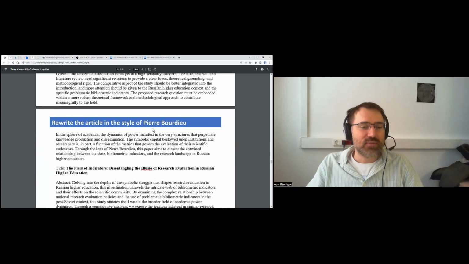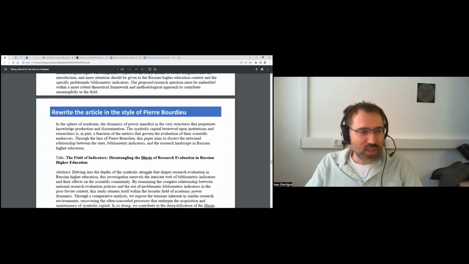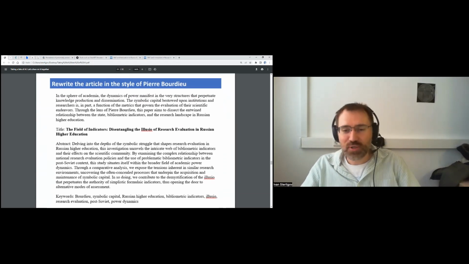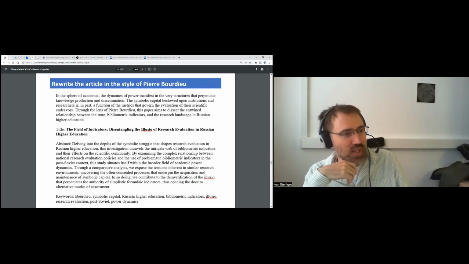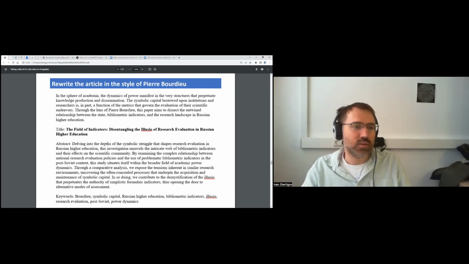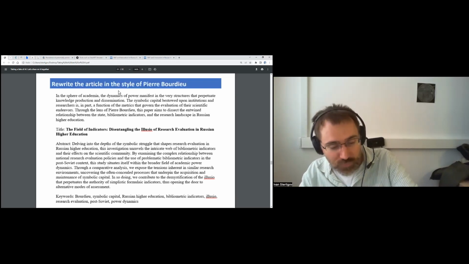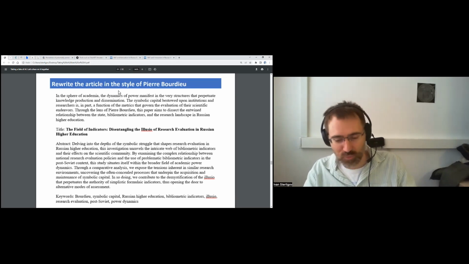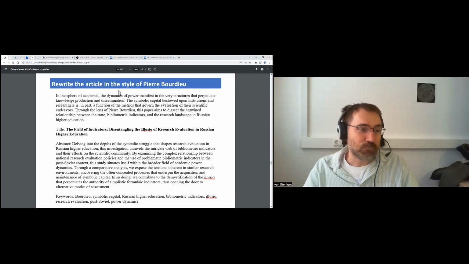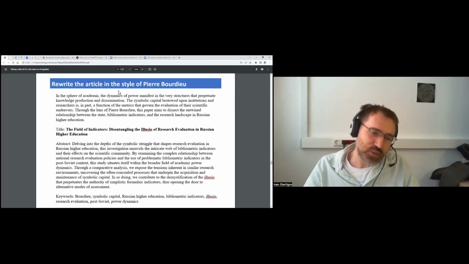The other very important and interesting case is academic rewriting of the text that you've written or generated, somehow produced. Here is the exact prompt. Rewrite the article in the style of Pierre Bourdieu. I hope that you're familiar with the writings of Pierre Bourdieu, which is notoriously difficult to understand, but has a very idiosyncratic style.